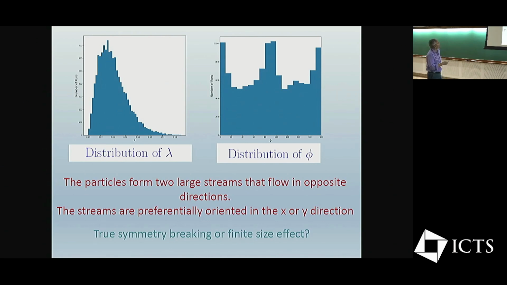And as you can see here, the distribution of this lambda peaks at a non-zero value. The average value, of course, has to be positive, but it peaks at a non-zero value, which says that there is some preferred value of lambda. The distribution of this angle shows something that looks a little peculiar. It has peaks in the x and y directions. So what do the x and y directions come from? This is coming from the simulation box. The simulation box is a square, so it has a well-defined x and y axis, and this picture tells me that these streams are preferentially oriented along one of those directions.